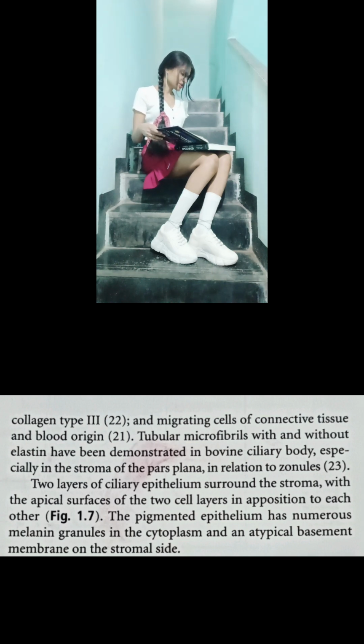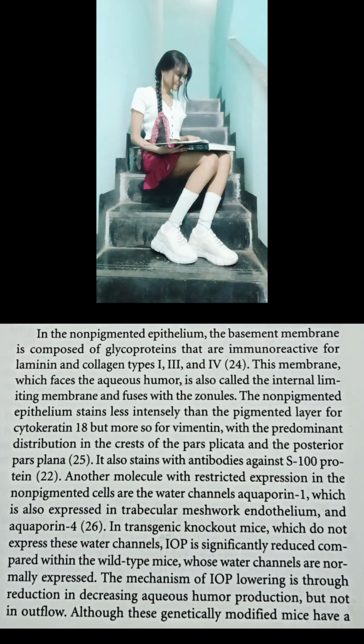Two layers of ciliary epithelium surround the stroma, with the apical surfaces of the two cell layers in opposition to each other. The pigmented epithelium has numerous melanin granules in the cytoplasm and an atypical basement membrane on the stromal side. In the non-pigmented epithelium, the basement membrane is composed of glycoproteins that are immunoreactive for laminin and collagen types 1, 3, and 4. This membrane, which faces the aqueous humor, is also called the internal limiting membrane and fuses with the zonules.